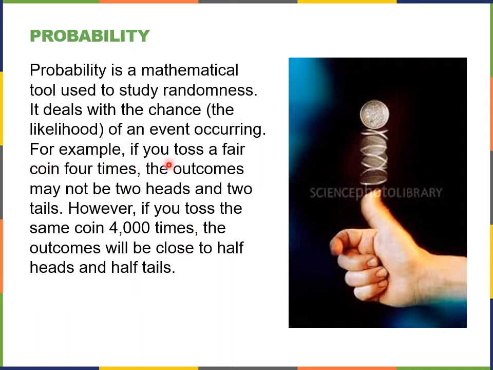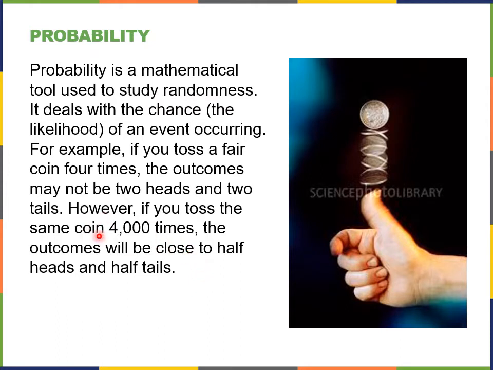So, an example, if you toss a coin 4 times, the outcomes may not necessarily be 2 heads and 2 tails. Okay, so you might get 3 heads and 1 tail. Okay, but let's do it 1,000 times. Toss the coin 1,000 times, or even 4,000 times, and record the number of outcomes of heads and tails. And what happens is here, we'll look at the probability of getting a heads or getting a tails, which is going to be 1/2 in each case.